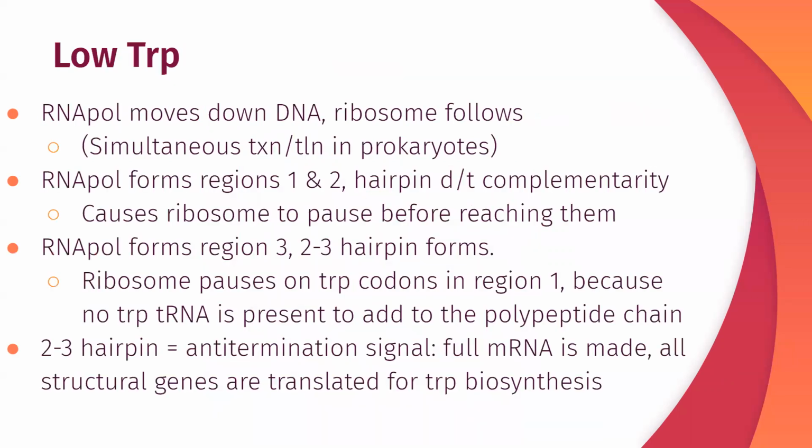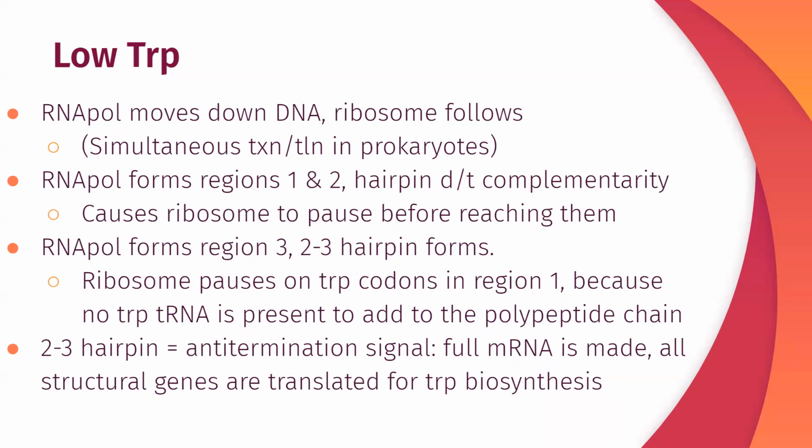So to go into a little more detail, if we have low levels of tryptophan, then our RNA polymerase will bind our promoter and move down the DNA. Because we're talking about prokaryotes, this isn't happening in a nucleus. We don't have a nucleus, which means our RNA polymerase, our DNA, and our ribosomes are all in the same place, just floating in the cytosol in the nucleoid region. And so our transcription and translation will happen simultaneously.